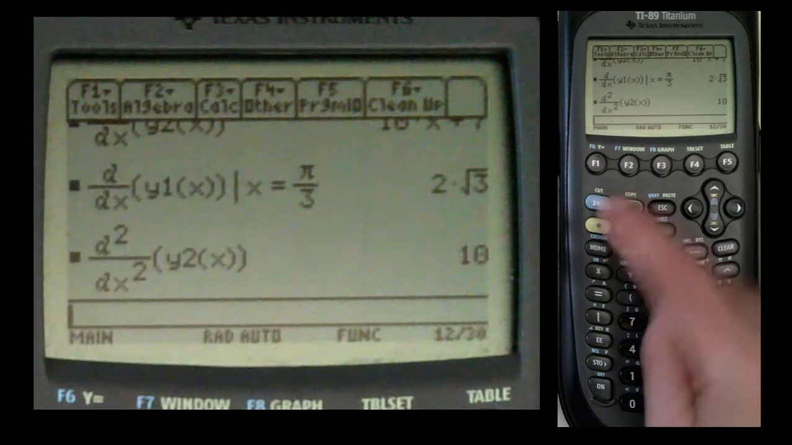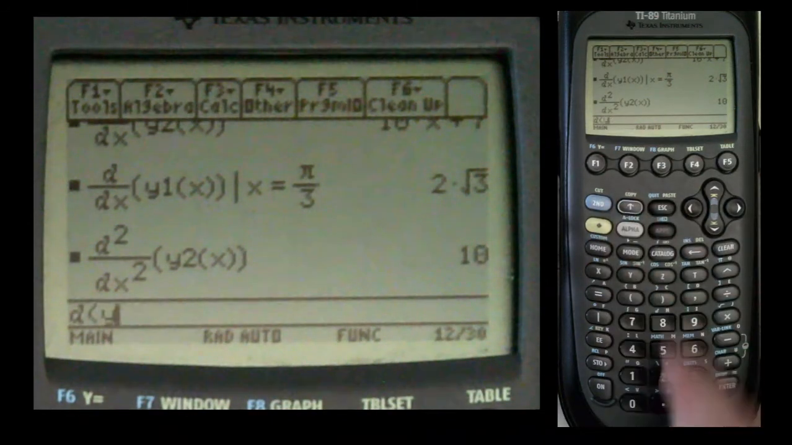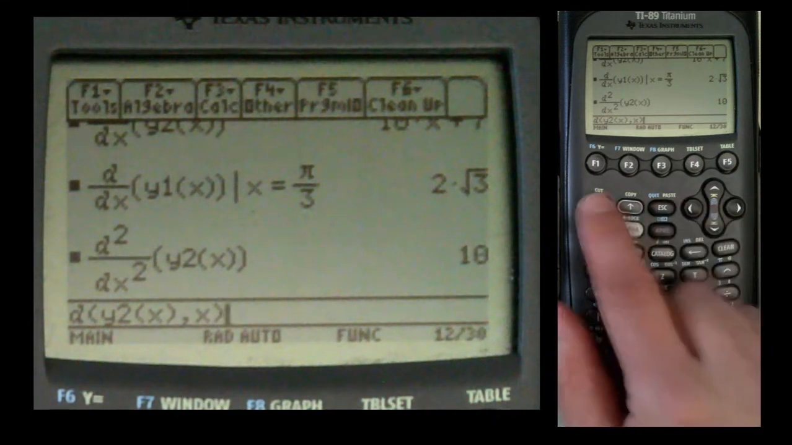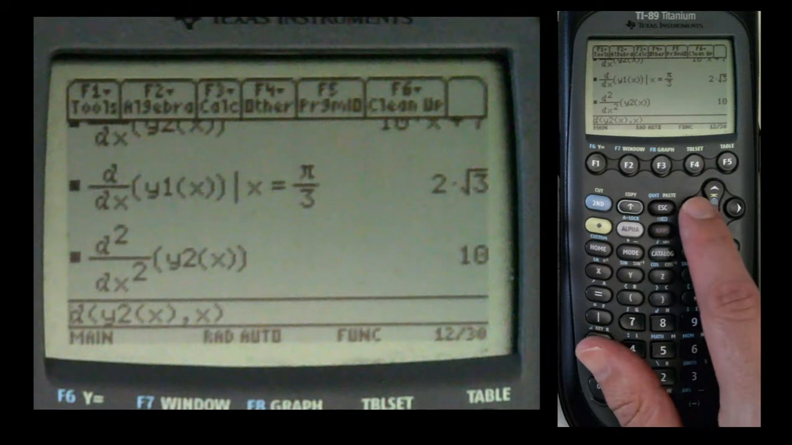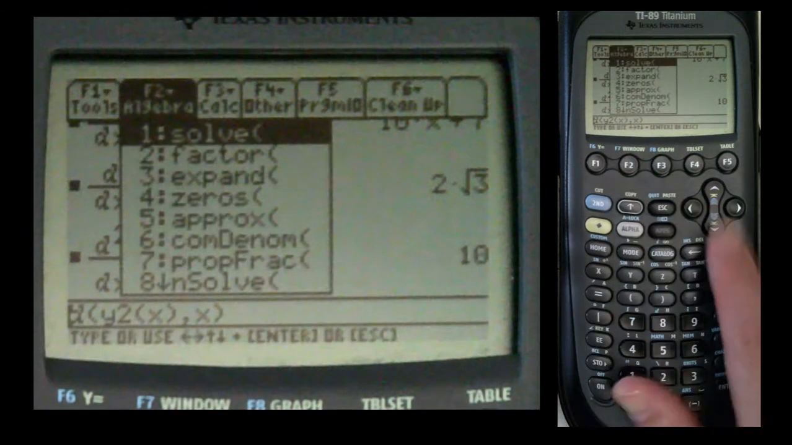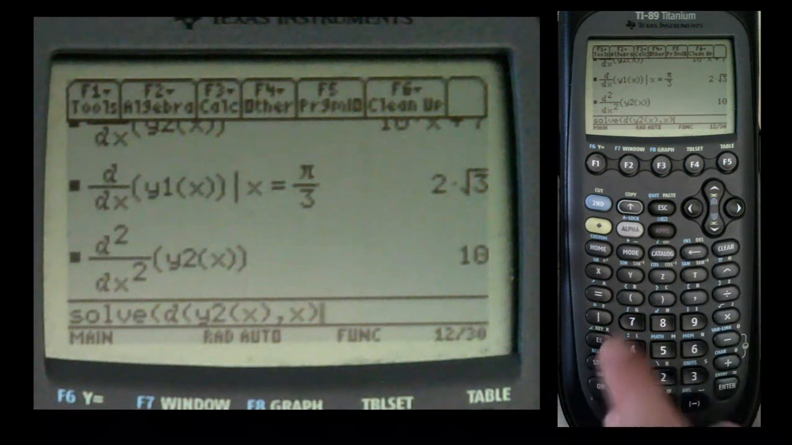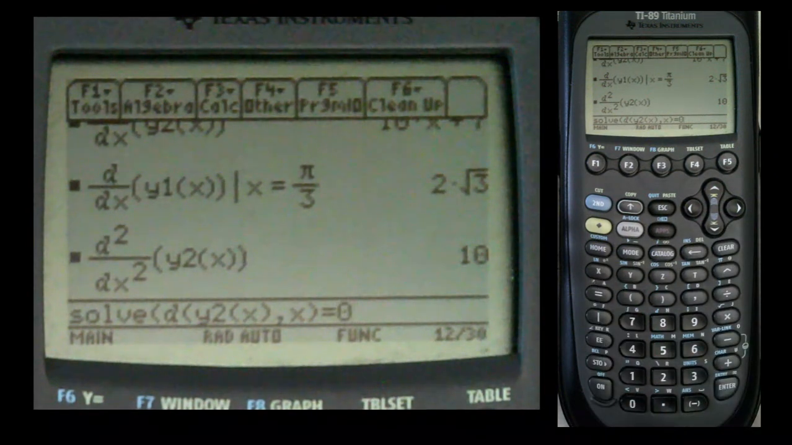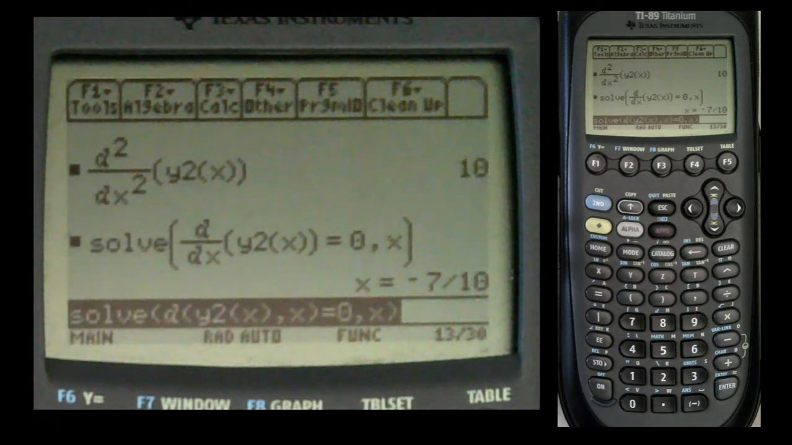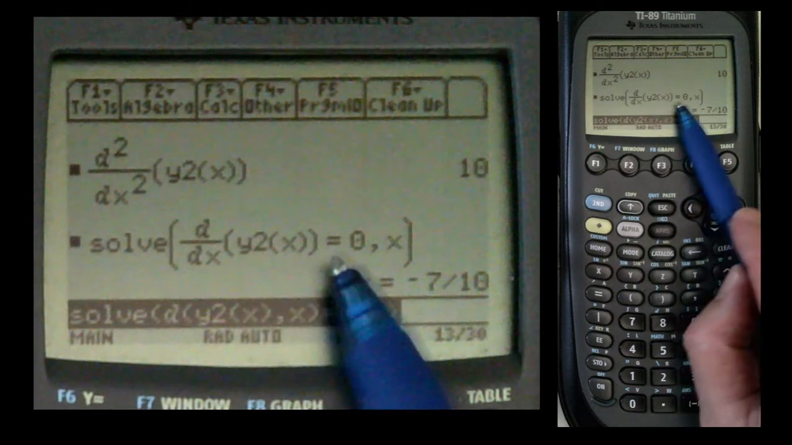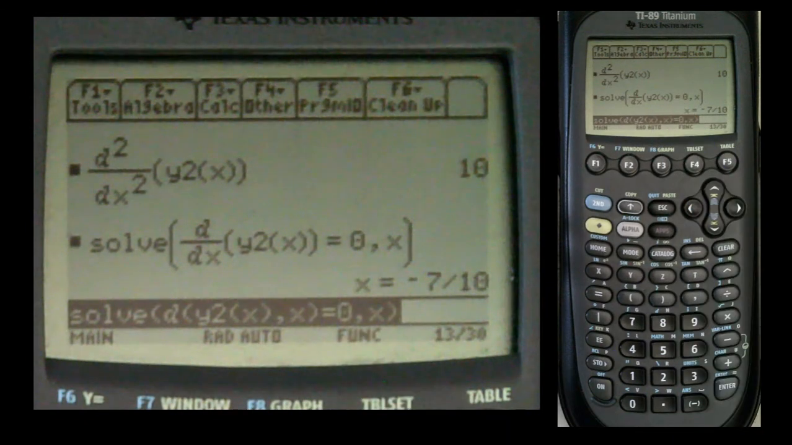So I'm going to take the derivative of y2 of x, comma x. Oops, and I'm going to go to the beginning here. I'm going to say solve, and say that this equals 0. I'm going to solve it for x. And you can see it's saying, when does the derivative of y2 of x equal 0? It happens exactly at negative 7/10. Okay.